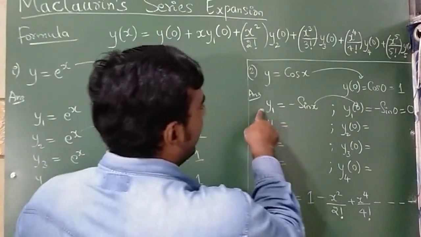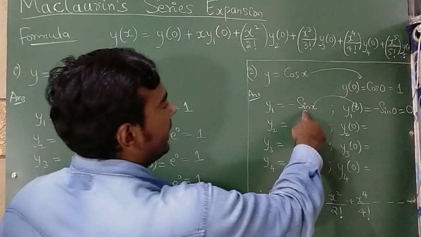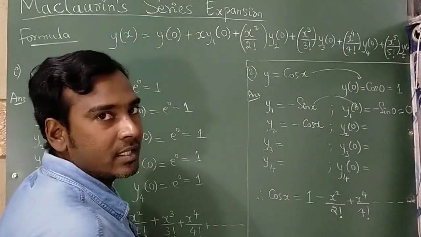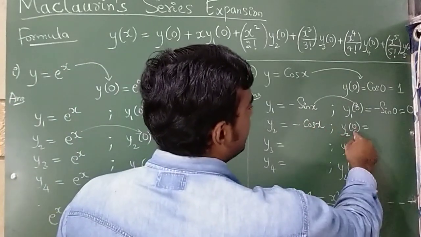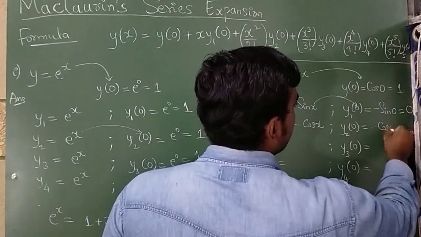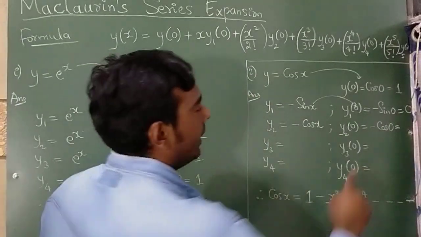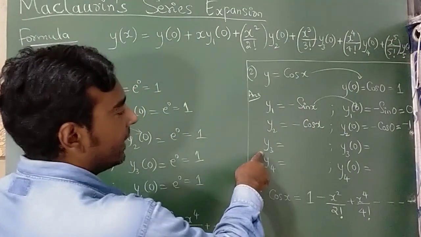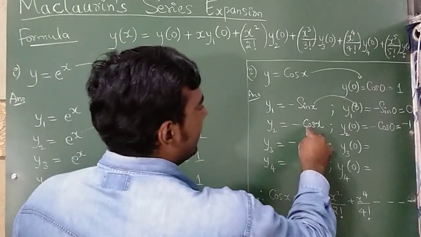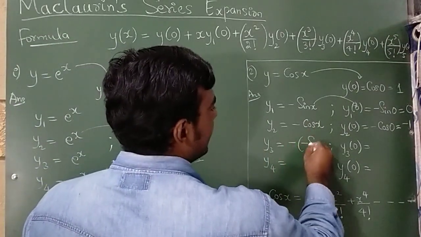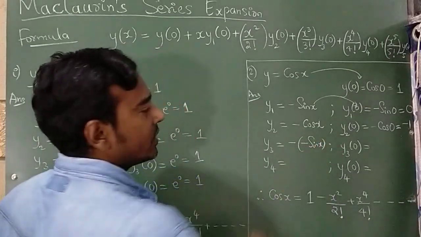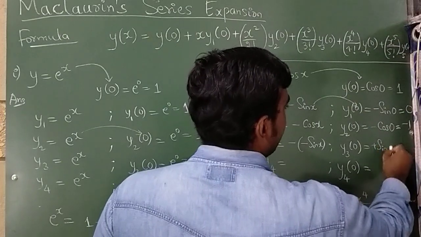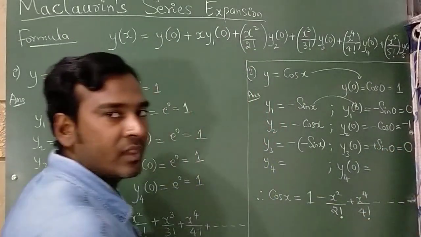Fine. Now if I differentiate y1, I'll get y2. If I differentiate minus sin x, then I'll get minus cos x. So in place of x, substitute 0. So minus cos 0. Cos 0 is 1 and there is a minus here. So it will become minus 1. If I differentiate y2, I'll get y3. So minus d by dx of cos x is minus sin x. Minus into minus will become plus. y3 of 0 means plus sin 0. Sin 0 is again 0.